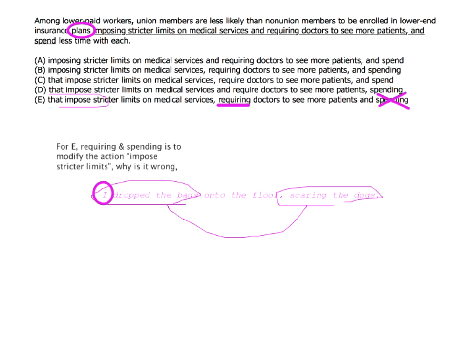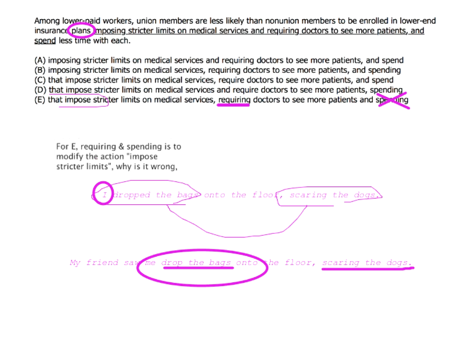Let's see. My friend saw me drop the bags onto the floor, comma, scaring the dogs. So you see, this is why you don't want to get into too much grammar or formality here, because technically the subject here is my friend, but the action that comes before it is still this, and so this still is describing this action, and I'm the doer of the action. Like my friend did not do anything that scared the dogs.